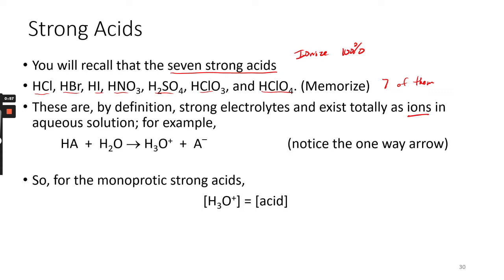So here is a binary strong acid plus water, and it completely breaks up into all the ions. Notice the one-way arrow, meaning that this reaction goes to completion. 100% of it ionizes. So if you have a monoprotic strong acid, where monoprotic means just one hydrogen, your concentration of hydronium is equal to the concentration of the acid. For example, if you have 0.1 molar HCl, that means your concentration of hydronium is 0.1 molar.